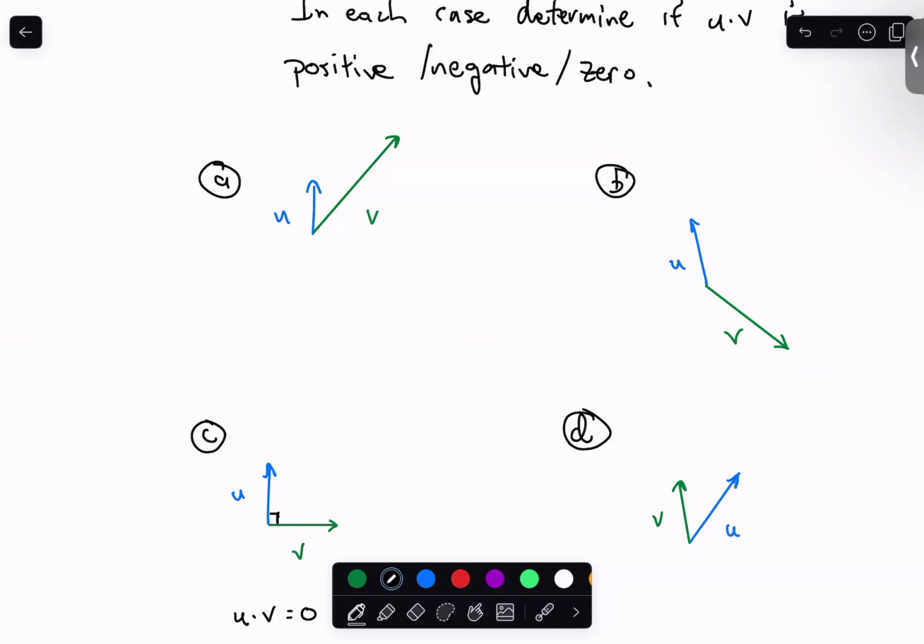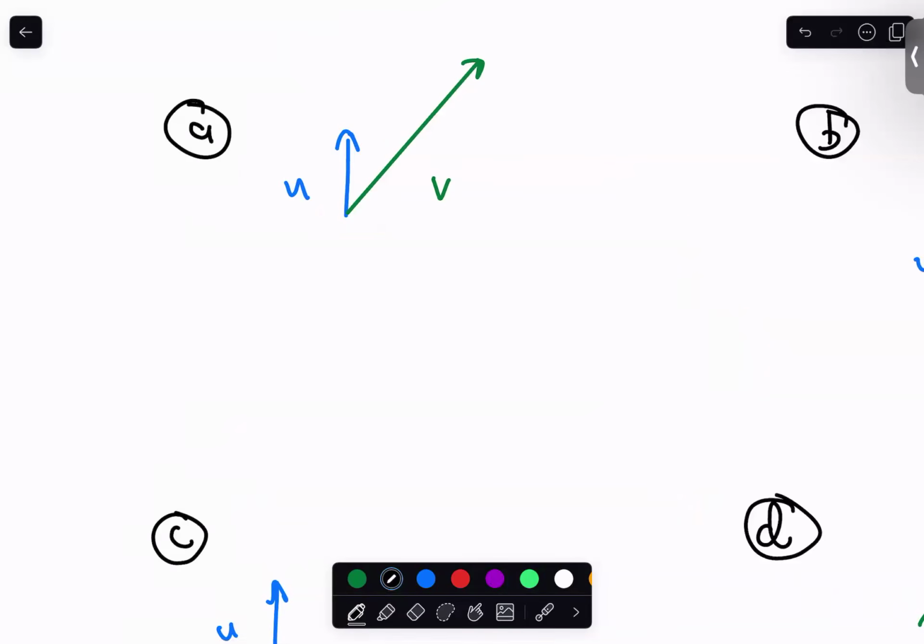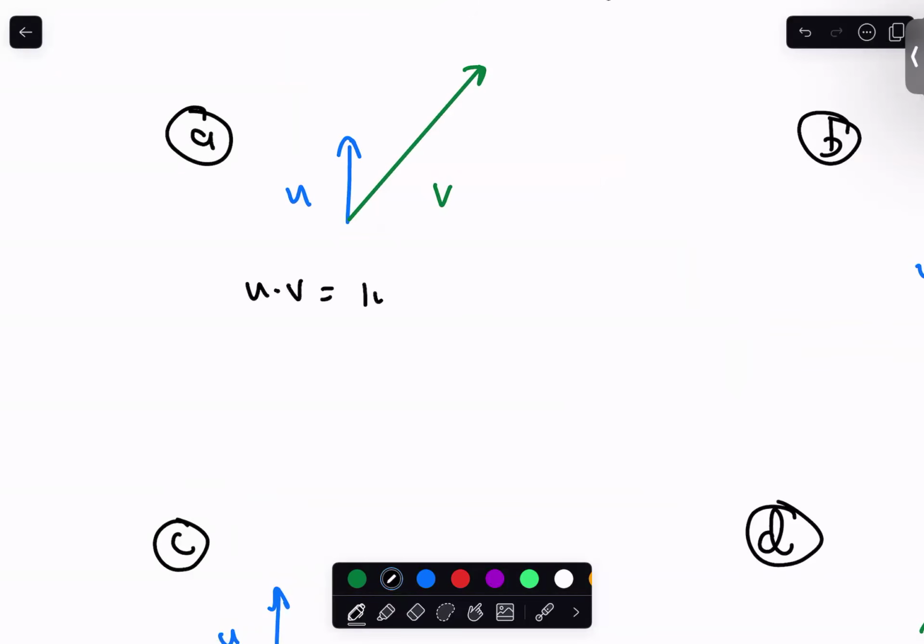Can anyone give me a compelling reason for A? Is this positive or negative and why? Anyone remember? Yeah, the angle is acute, and the value of the dot product is reliant on cosine of theta. Good. So the claim was that the angle is acute between these two. One of the definitions, or a theorem, for the dot product is that it is reliant on cosine of the angle between these vectors.